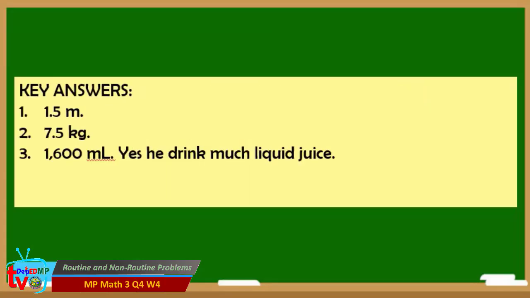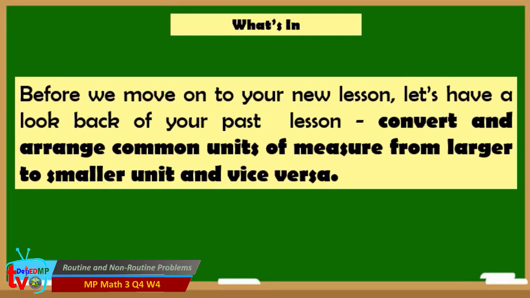Let's check your answers. Number 1, 1.5 meters. Number 2, 7.5 kilograms. Number 3, 1,600 milliliters. No, he did not drink enough liquid. Did you get all the correct answers? Good. Let's proceed. What's in?